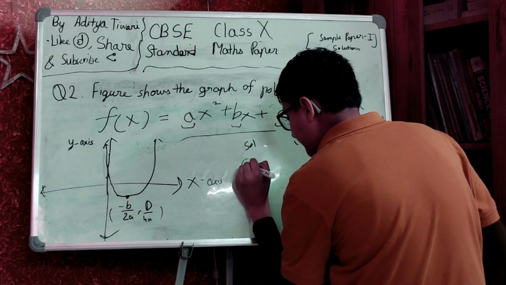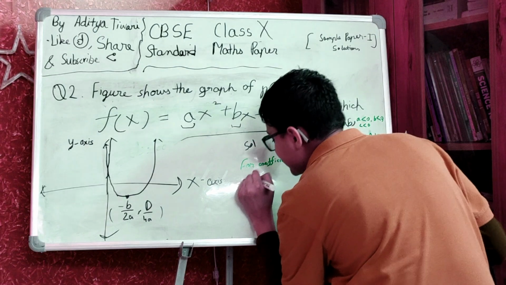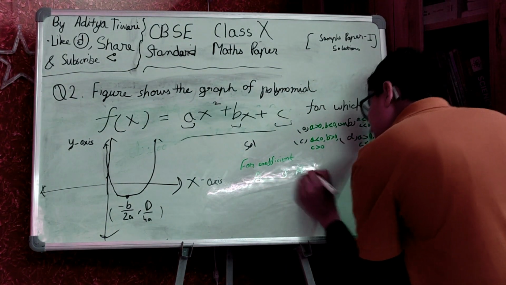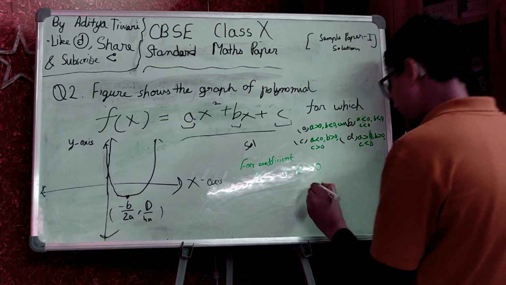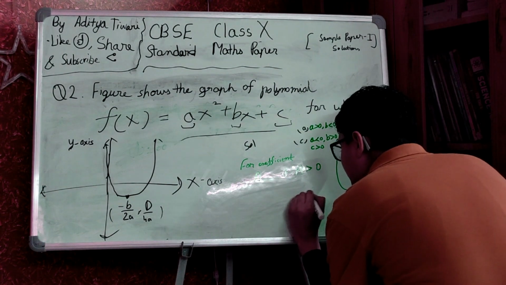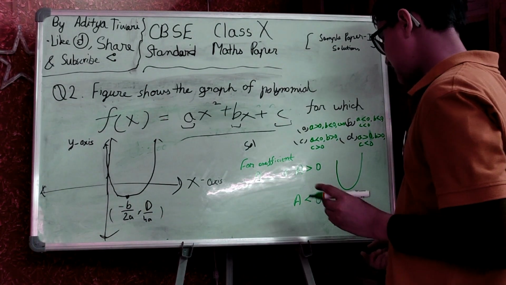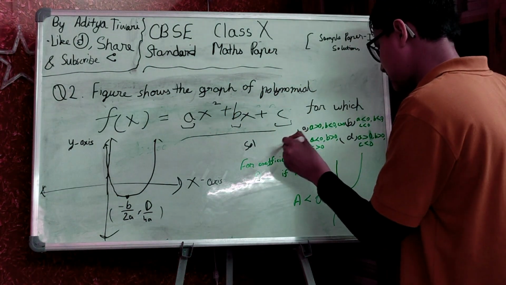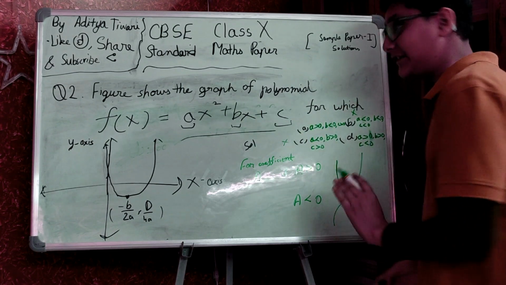For coefficient a, if a is positive, or a is greater than 0, then the parabola will be like this, a smiley face. And if a is smaller than 0, then the parabola will be in a sad shape, a sad face. So here the parabola is in a smiley face like this. So we can eliminate the options which have a less than 0. So this is eliminated, this is eliminated. Either it's A or D.